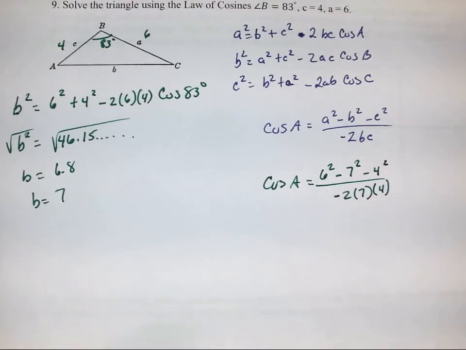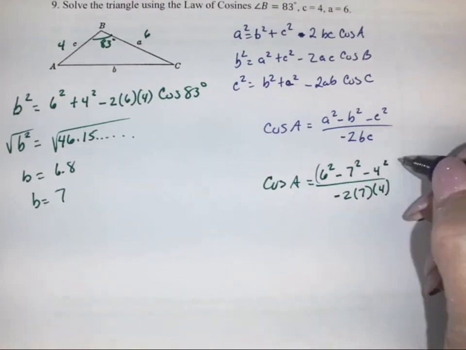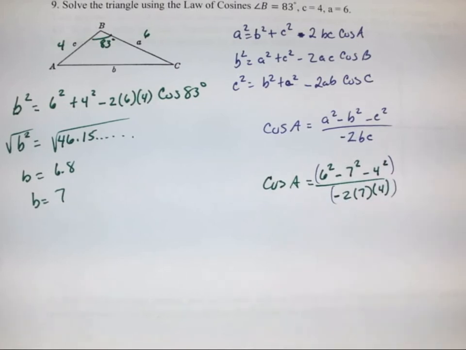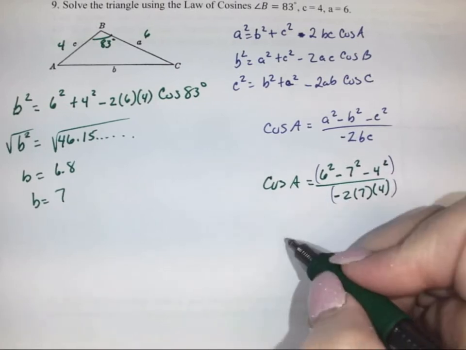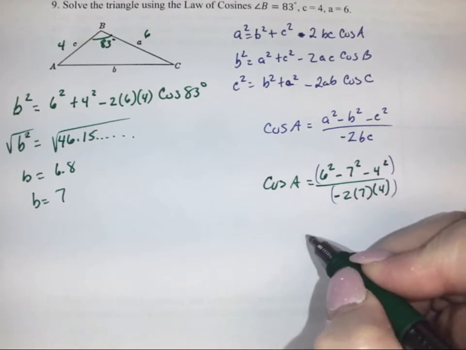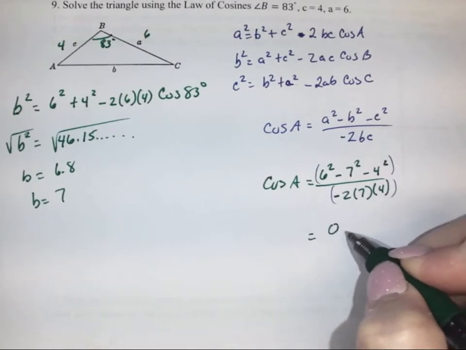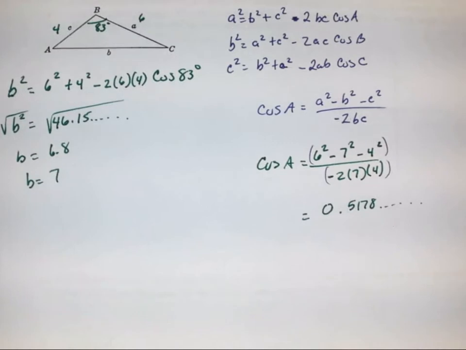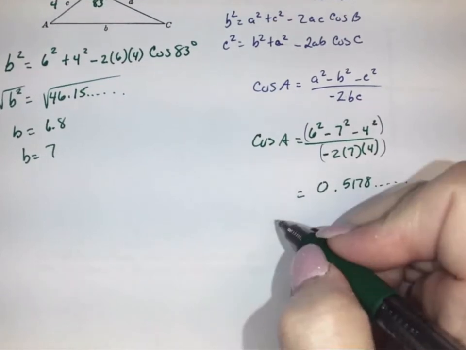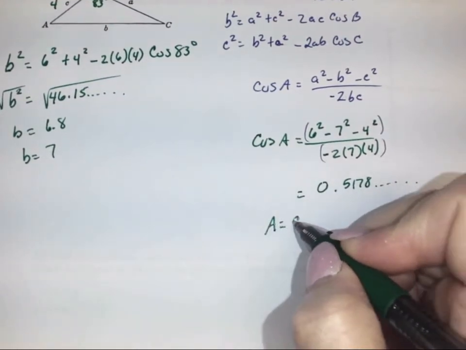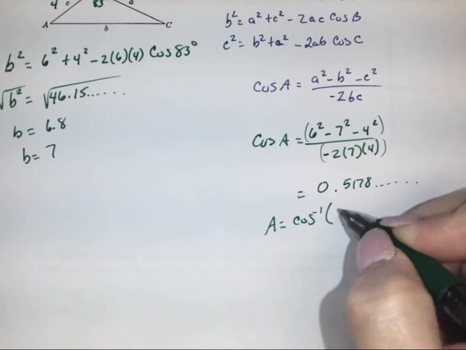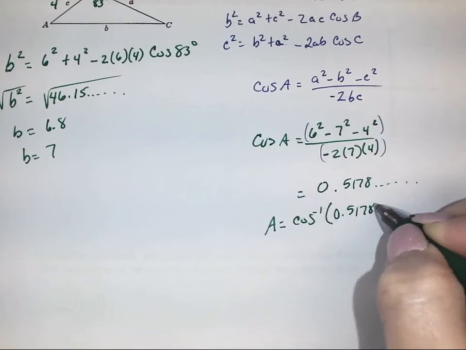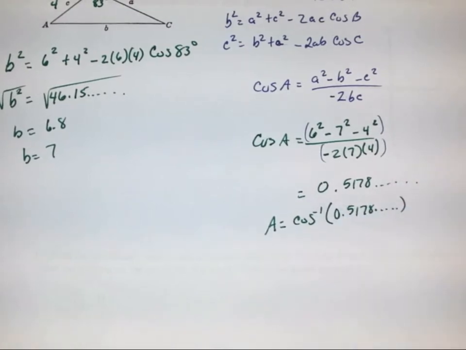On these, remember, you're going to have to do the entire top divided by the entire bottom if you don't use a fraction in your calculator. So you should get that this is equal to 0.5178... And again, you're going to use your second answer. So A would be equal to the cosine inverse of the 0.5178..., and it'll be equal to 58.8 degrees.